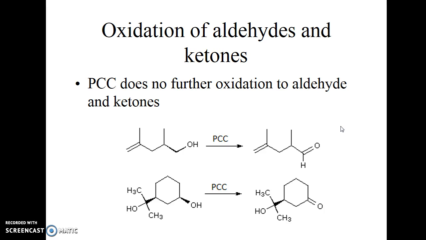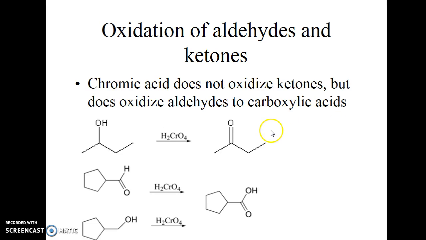There's another oxidizing agent we learned about, and that was chromic acid. When we have chromic acid, it will take a secondary alcohol to a ketone just like PCC will. But when we have an aldehyde, so here's an aldehyde, or if we have a primary alcohol, as shown here, what happens is we oxidize all the way down to a carboxylic acid.